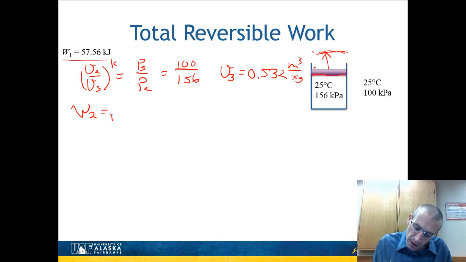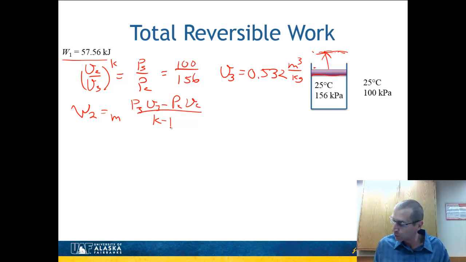And that is going to be the mass times P3 V3 minus P2 V2 over k minus 1. This is the reversible work that it can do. Now, another thing I need to remember, if I want to know how much usable work I can get, pushing back the atmosphere doesn't do any usable work.